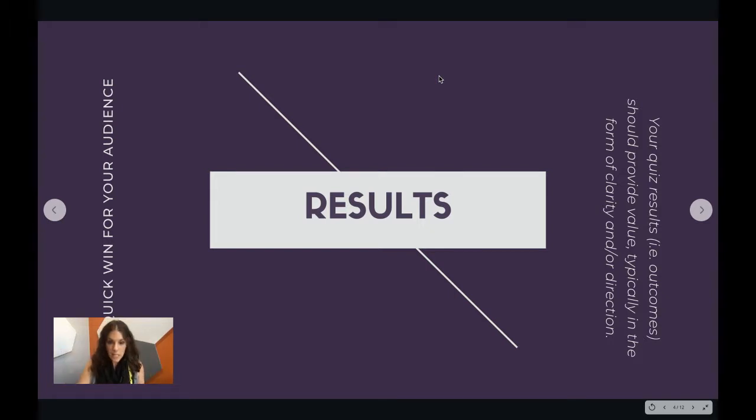So the key to a great quiz topic is to consider the results of your quiz. Some people refer to this as your quiz outcome, whatever you want to call it. It's the thing that people receive when they complete the quiz. What your quiz result should do is provide your audience with value, which is typically going to come in the form of clarity and/or direction. I'll show you more about what I mean.